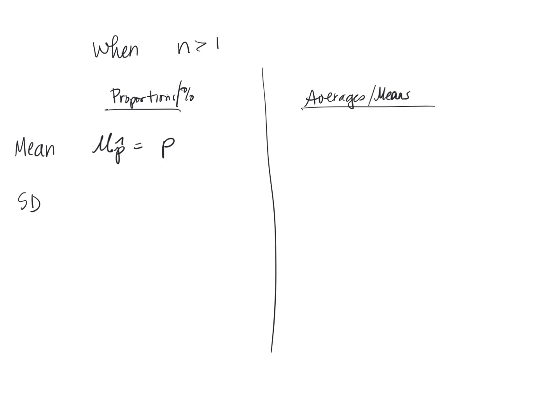The standard deviation with proportions is going to look like this. They're not going to give you a standard deviation in the reading. You're going to have to calculate it, and it's going to be like this: p times 1 minus p over n, and then you take the square root of the whole nine yards.